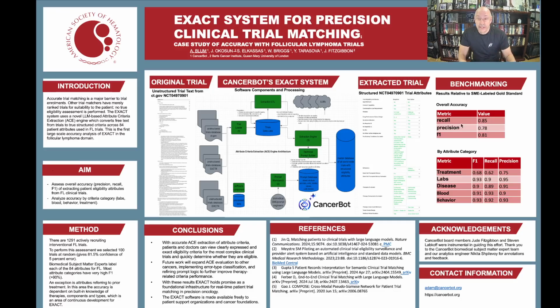So how well does the system perform? The overall recall, how many of the attributes you get, is 0.85. The precision is 0.78. The resulting F1, which is our primary metric, is 0.81. Now, as we break it down by category, you'll see most of them, the values are well above 90% for F1, recall, and precision. The exception is treatment, where the F1 is 68%. Precision's a bit better. The recall's a little bit lower.